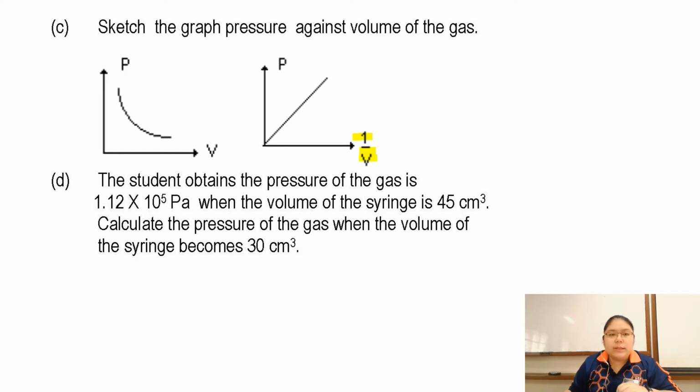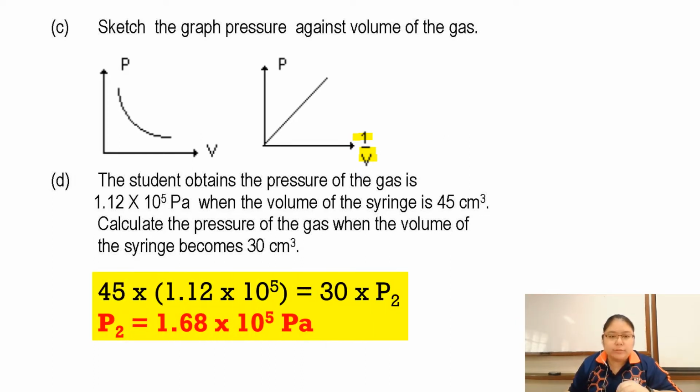Okay, question D, there's a calculation. The student obtained the pressure of the gas as 1.12 times 10 power 5 Pascal when the volume of the syringe is 45 cm cube. Calculate the pressure of the gas when the volume of the syringe becomes 30. So that means we're using the formula P1 V1 equals P2 V2. Okay, let's see the calculation.